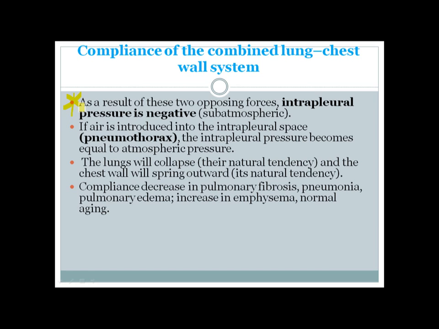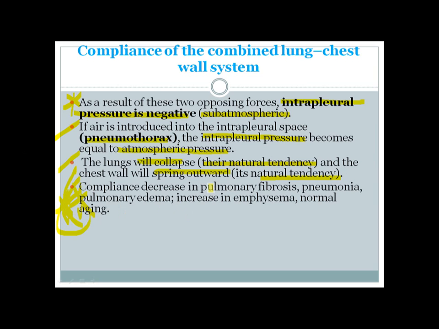And as there is a positive pressure in the lung system and a negative pressure in the chest wall system, in between the lung and chest wall you have the pleural cavity. So that's why interpleural pressure is negative or subatmospheric. If you introduce air inside your interpleural space, which is called pneumothorax, the interpleural pressure becomes equal to atmospheric pressure, and that's why the lungs will collapse, which is their natural tendency, and the chest wall will spring outward, which is their natural tendency. And this point is very important to remember.